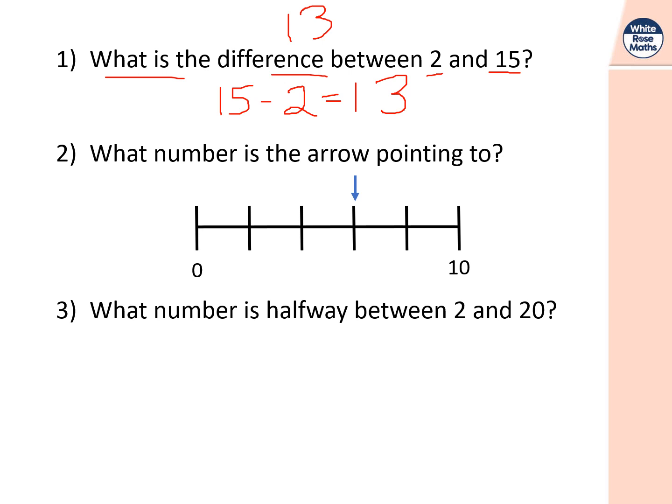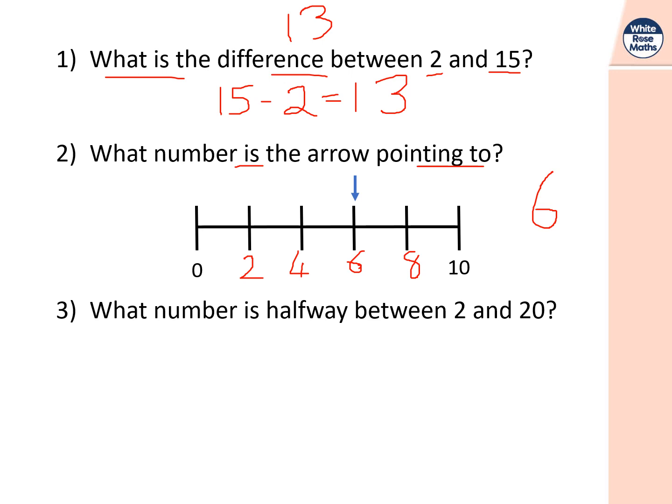So the word difference, think of it as the largest number minus the smallest number. Question number 2, what number is the arrow pointing to? It's going up in 2, 4, 6, 8. So the arrow's pointing to the number 6, guys.